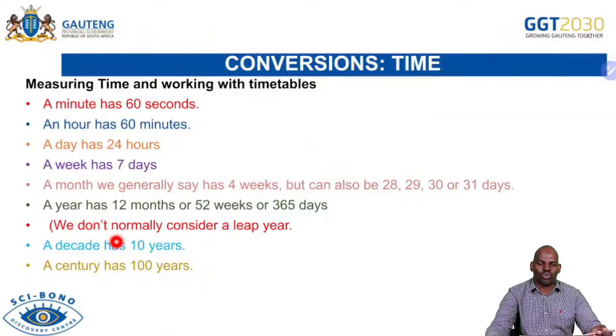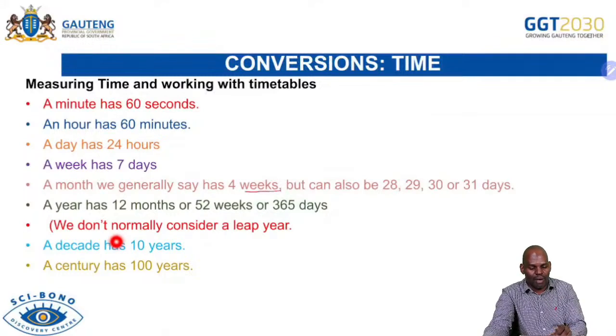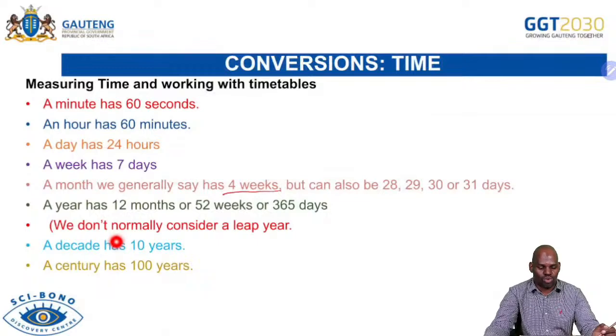In some cases, when we talk about a school day, they might say a school day has 7 hours or 8 hours. A full week has 7 days, but in some cases we might say a school week has 5 days. A month, we generally say, has 4 weeks, but it can also be 28, 29, 30, or 31 days. In terms of weeks, we estimate a month to have about 4 weeks. A year has 12 months or 52 weeks or 365 days.